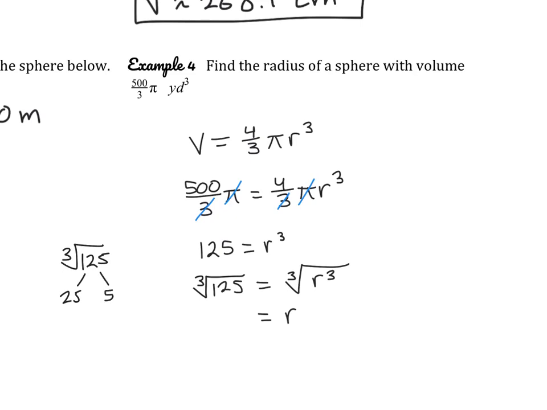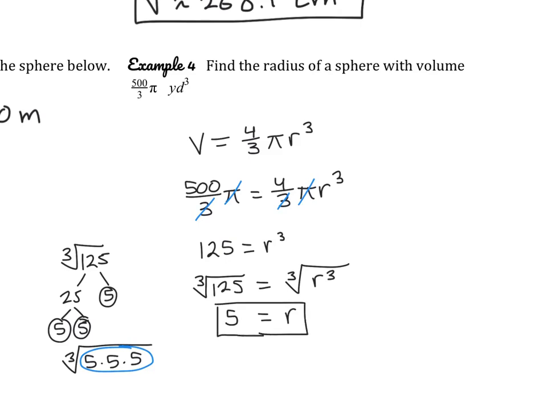So we could say it's 25 times 5, 5 times 5. Those are prime factors. And again, for a cube root, we're looking for groups of 3. I can see that we do have a group of 3, so we have 5 times 5 times 5. That means that the cube root of 125 is exactly 5. So that's going to be the radius.